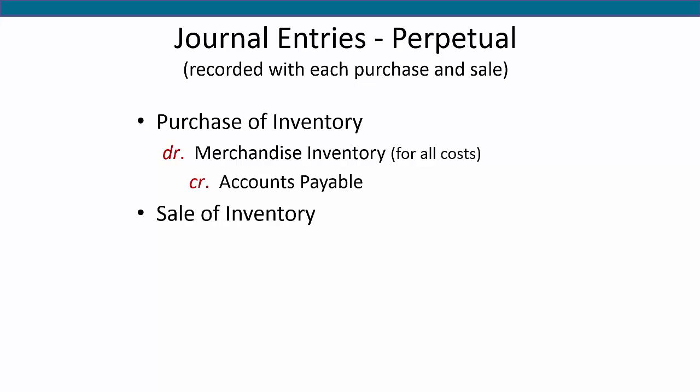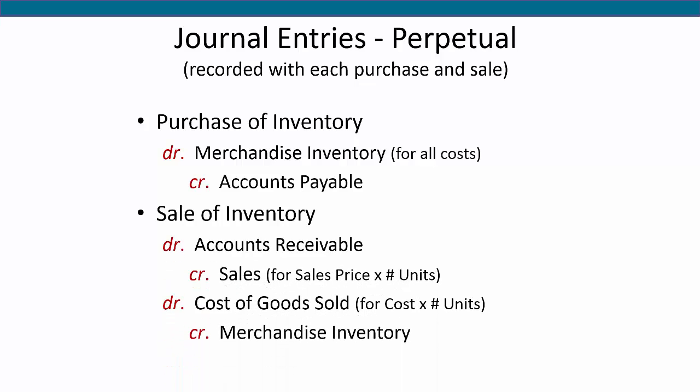Debit merchandise inventory, credit accounts payable for the purchase, and we have two entries for the sale of inventory. One to record the sale price times the number of units, the second to record the cost of goods sold, which is the cost times the number of units. It is really important that you are completely comfortable with these entries before you complete this chapter.